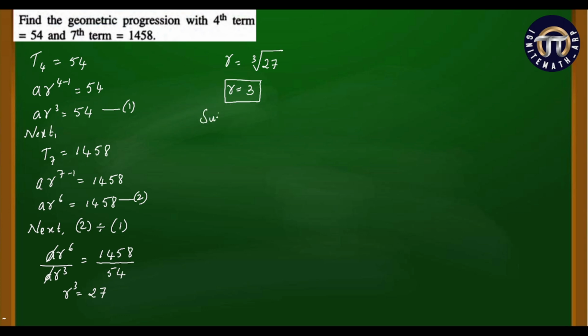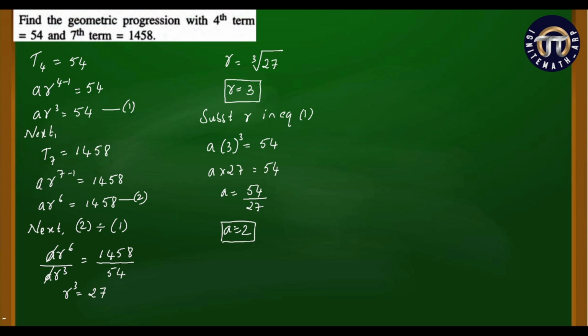Now what do I do? Substitute R in equation either 1 or 2, whichever you find easy. Equation 1. So now I can write A into 3 to the power of 3 is equal to 54. So A into 27 is equal to 54. A is equal to 54 divided by 27. A is equal to 2, I get. So I got to know what is A as well as what is R.